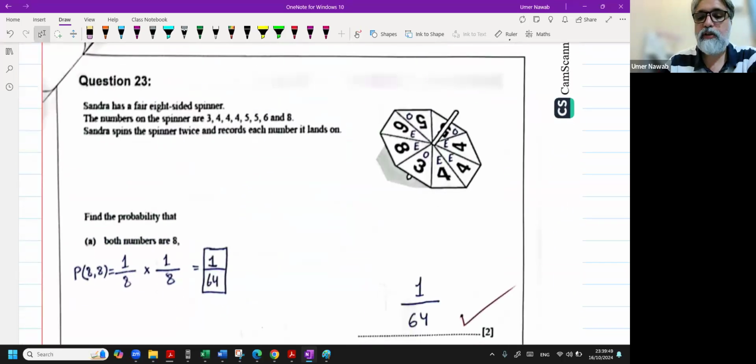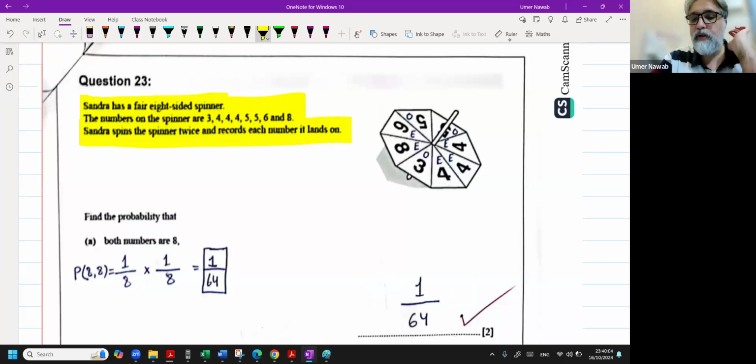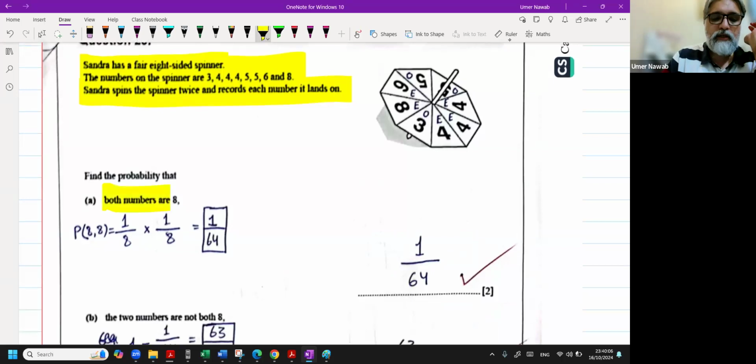Question number 23, Sandra has a fair eight-sided spinner. The numbers on the spinner are given to you. When she spins the spinner twice and records each number it lands on, he said both numbers are 8. You know, guys, the first time if she gets 8, the probability is 1 over 8. And the second time, it is again 1 over 8. 1 over 8 times 1 over 8 will give you 1 over 64.